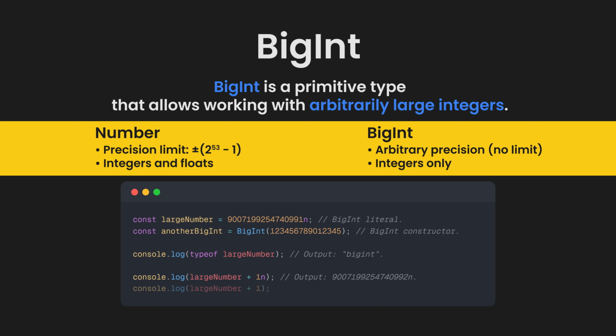A key rule for BigInts is that they cannot be mixed with regular numbers in operations without explicit conversion. Adding a regular one to large number would cause an error. You must add another BigInt, like 1n. BigInts are crucial when dealing with very large IDs, timestamps, or cryptographic values where precision is paramount.